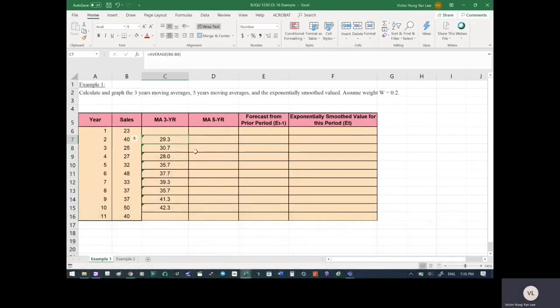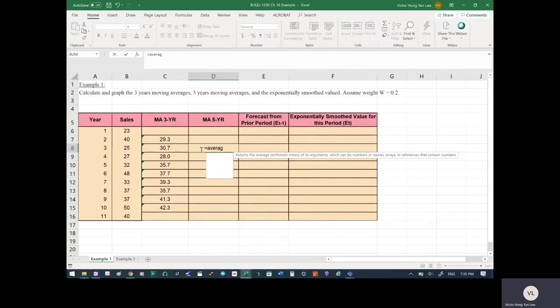And then we can do the same for 5-year moving average. For 5-year moving average, we use the formula equal average. We take the average of 5 numbers. So for year 3, we take the average from year 1 all the way to year 5. So equal average B6 to B10, and then we get a 29.4. So once that is done, we can replicate the formula.